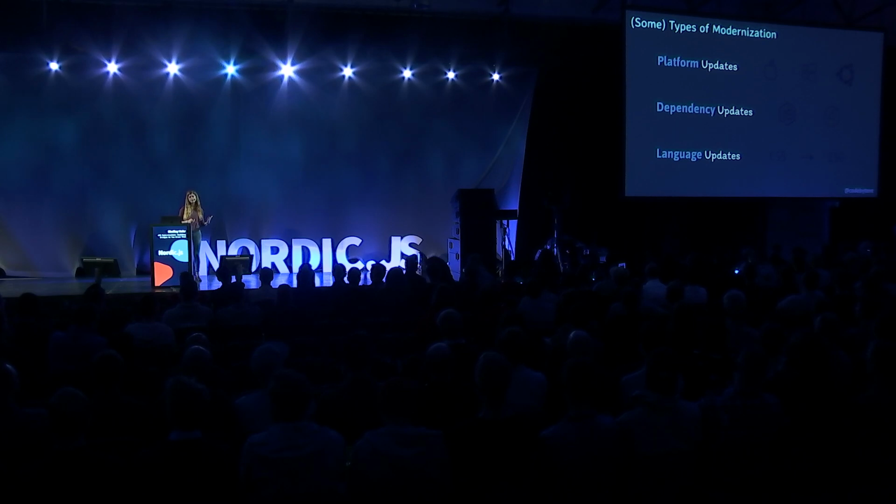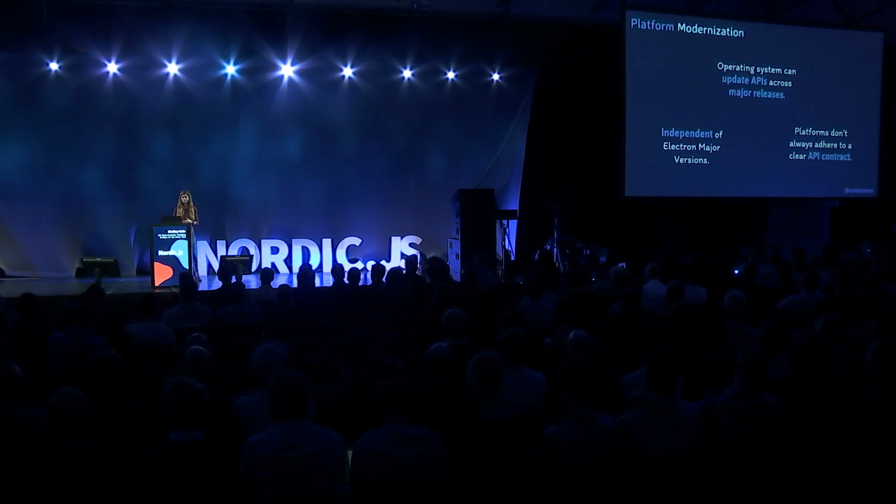For our purposes today, I'll be focusing on 3 buckets: modernization spurred by updates to platform, modernization related to dependencies, and modernization related to programming language specification. Operating systems maintain their own unique API surfaces, which don't always conform to the kind of API contract you might want or expect of them. They can't really adhere to something like Semver, and so oftentimes they choose to make changes to their API in lockstep with new operating system versions.